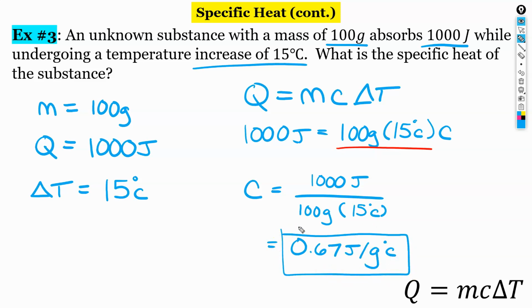So one of the cool things we can do with this information, we could go look up on a table of specific heat values, and we could identify what this magic unknown substance is simply by looking up its specific heat value, and that would help us identify it. It's kind of foreshadowing what we're going to be doing in our lab coming up here.